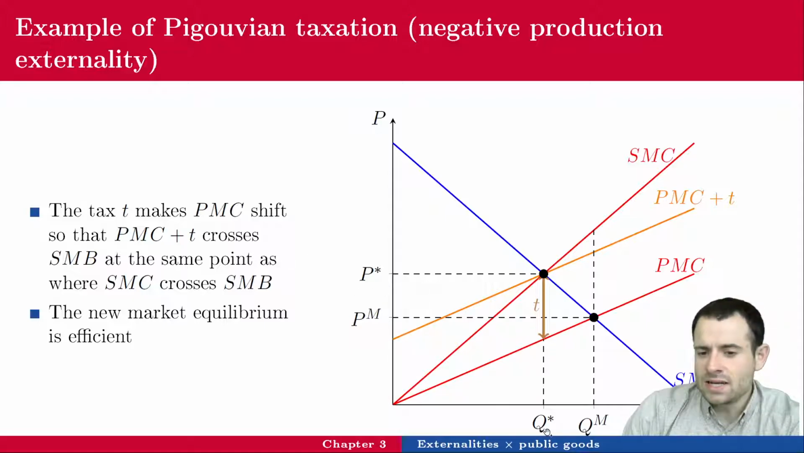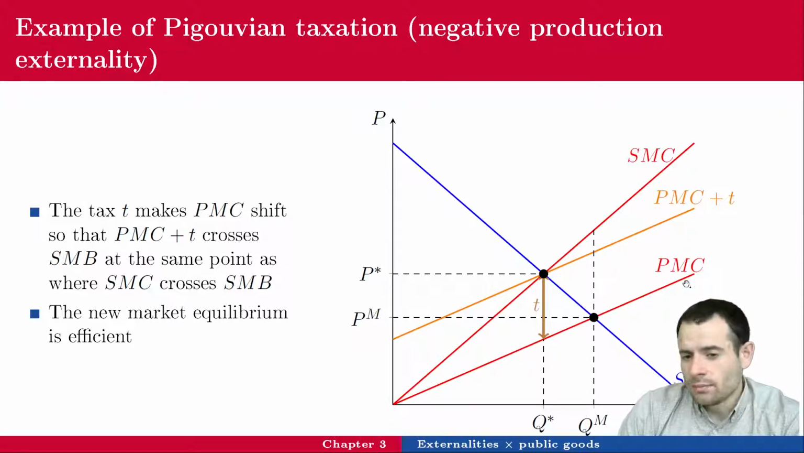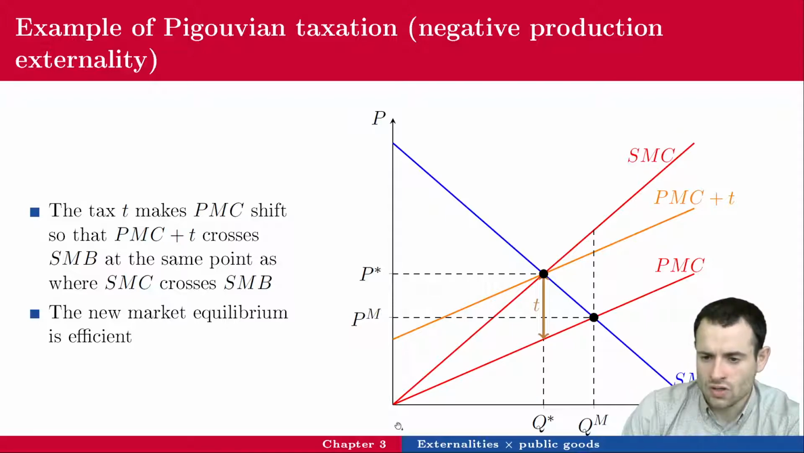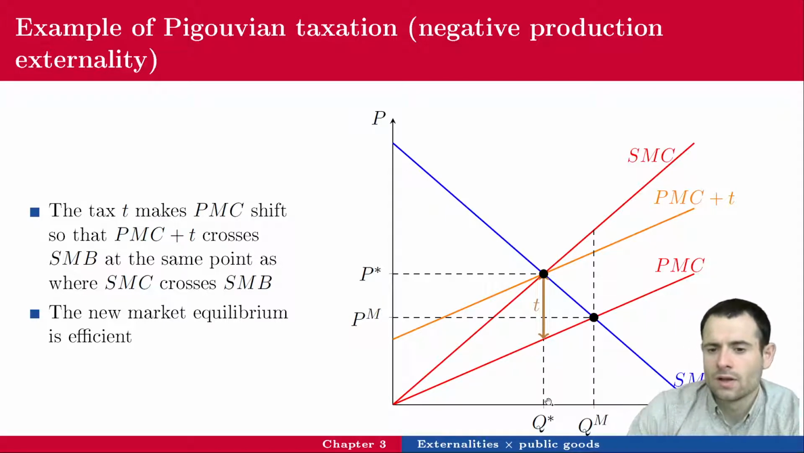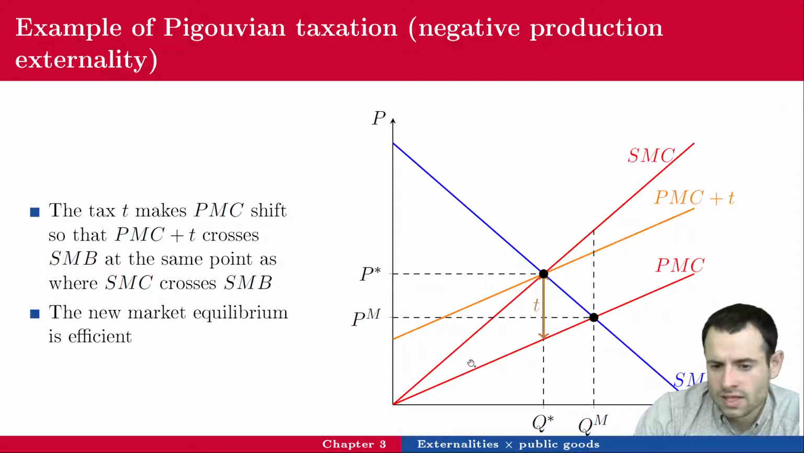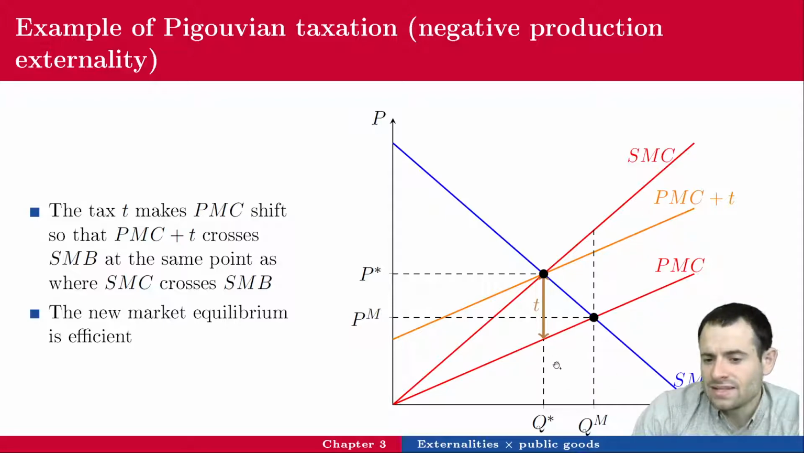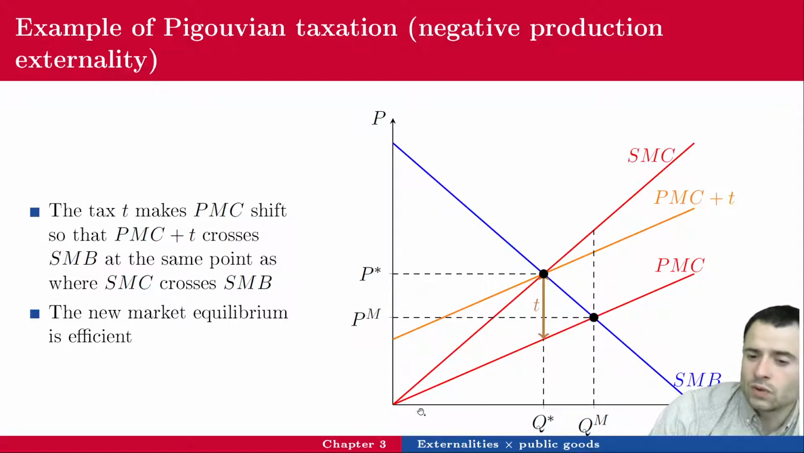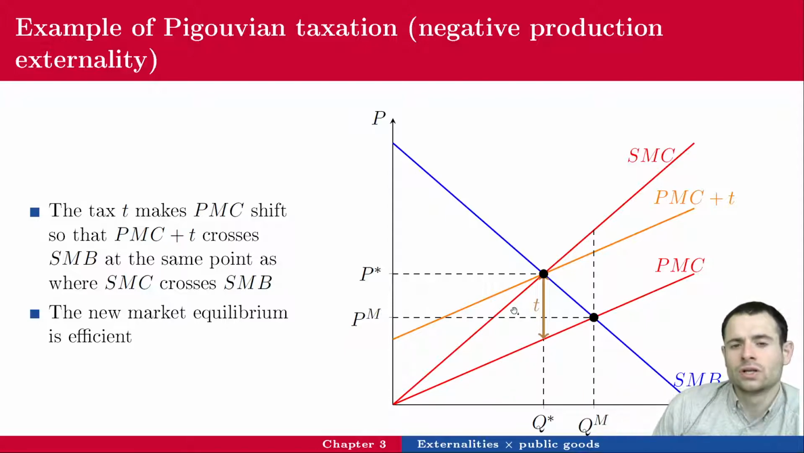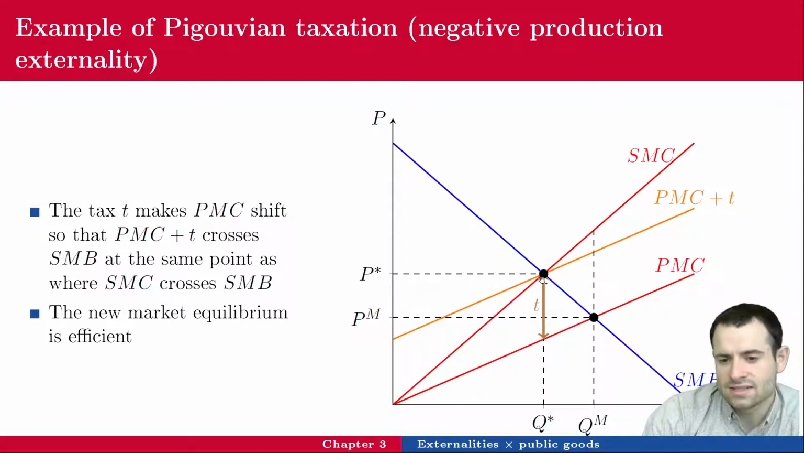Now, the idea of the Pigovian tax is to tax producers because they generate the negative externality. You tax them for each unit an amount equal to the difference between social marginal cost and private marginal cost at Q star. And the "at Q star" is important because note that this gap here is different from this gap here, which is different from this gap here. By taxing exactly by this amount, the private marginal cost curve of the firm is going to shift upwards because now for each unit of the good the firm wants to produce, it has to pay an additional tax T to the government.